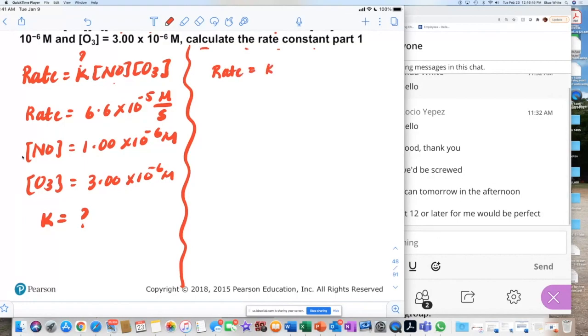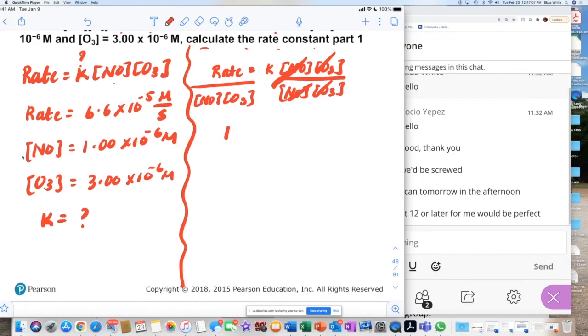Rate equals K times NO times O3. We're trying to solve for K. Divide by NO, divide by O3. Cancel. Okay, so this is what K is.